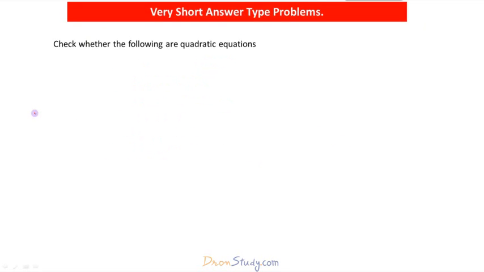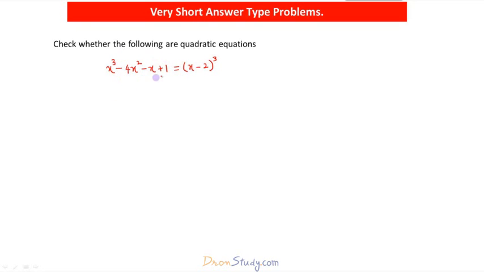Now the next equation is x cube minus 4x square minus x plus 1, which is equal to (x minus 2) bracket cube. Now first we will simplify this equation.